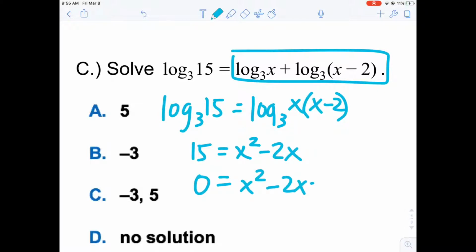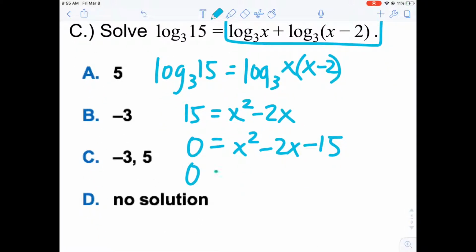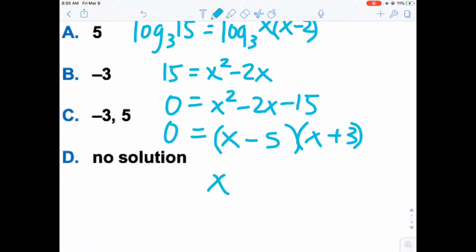I'm going to subtract the 15 over, and so this is going to factor into x minus 5 times x plus 3. So I get x is equal to 5 and x is equal to negative 3.